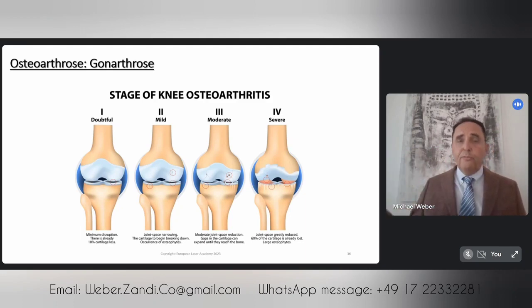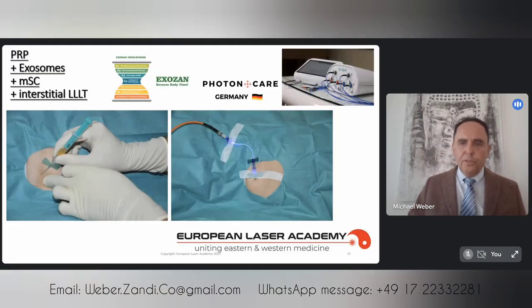But in the end stage, to prevent a surgical intervention or to reduce at least the pain almost rapidly, we have to do the whole register. So this would be the whole register: PRP plus exosomes plus mesenchymal stem cells plus interstitial laser irradiation. So we can inject. This is what the orthopedic surgeon has done since the 70s.